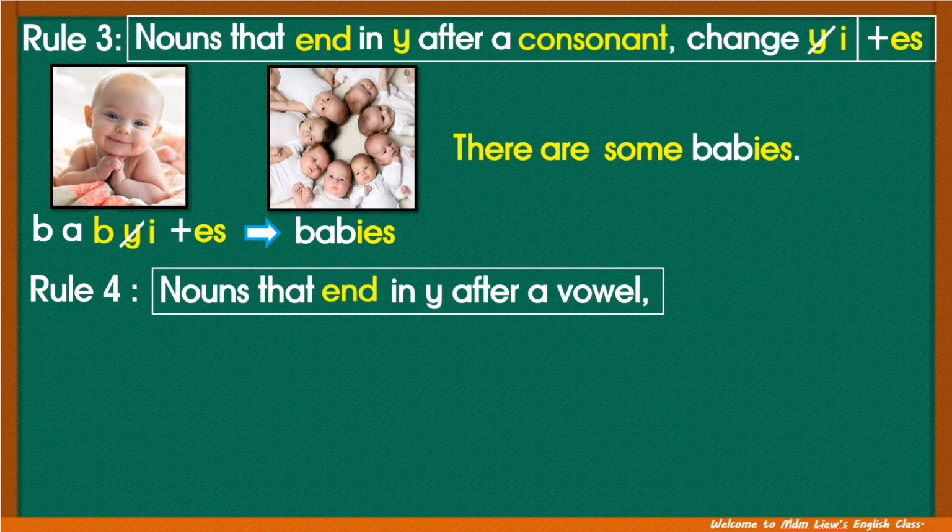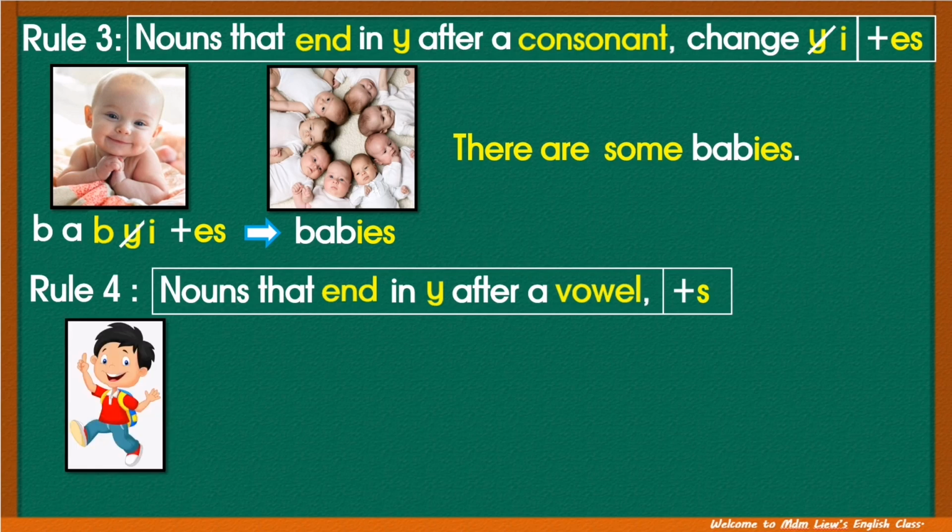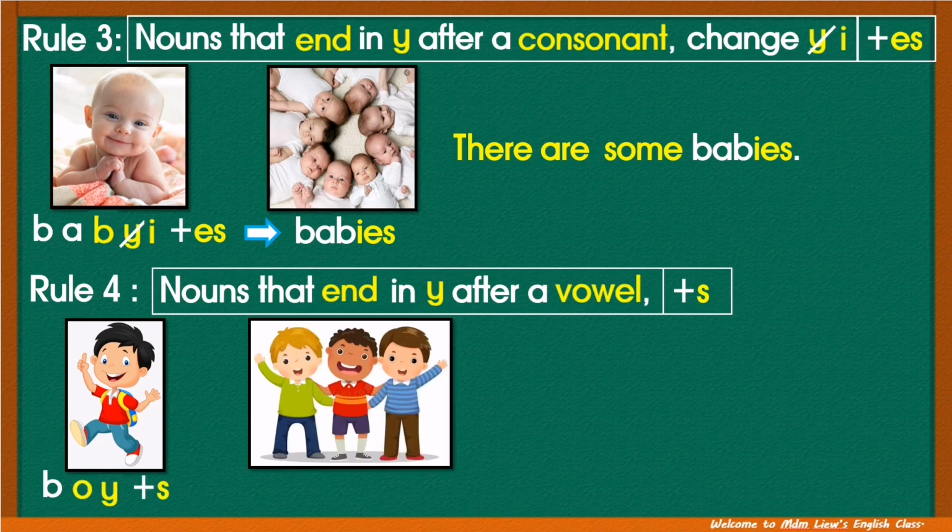Fourth rule. Nouns that end in Y after a vowel, just add S to make the nouns plural. Example, what is this? Yes, good, boy. The noun boy ends in Y after a vowel O, so just add S to make it plural. It becomes boys. To write the sentence in plural, start with there are, followed by the quantity 3, then the plural noun boys. There are 3 boys.